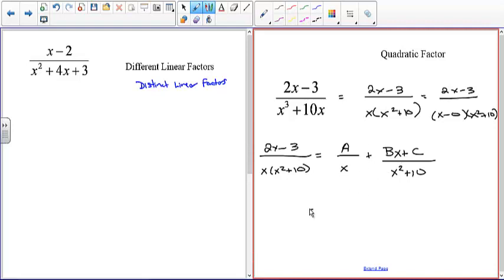You're going to now take the right-hand side, and you're going to find the common denominator, which is the same as the left-hand side. So to do that, I'm going to multiply the first term, a over x, by the quadratic term. I'm going to take the second term, which is the quadratic term, and I'm going to multiply it by the linear term. And when I multiply these out, I'll get the same denominator as the left-hand side.